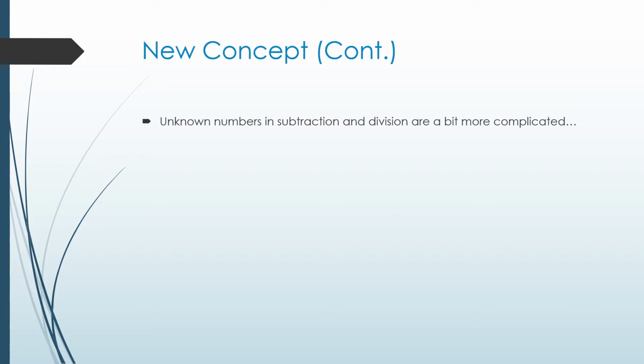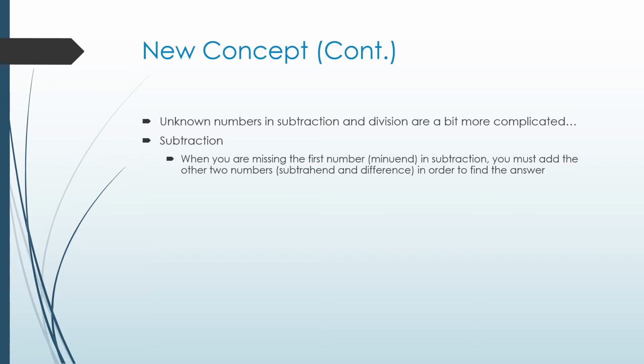Moving into subtraction and division, those are a little bit more complicated because there isn't one rule for any missing number. It depends on which number is missing. So let's hit subtraction first. If we're missing the first number, and remember we call that the minuend, you need to add the other two numbers, the subtrahend and the difference, in order to find the answer. So here's an example of that. S is our variable. S minus 4 equals 7. We have to add the other two numbers, 4 plus 7, and we find out S is 11.